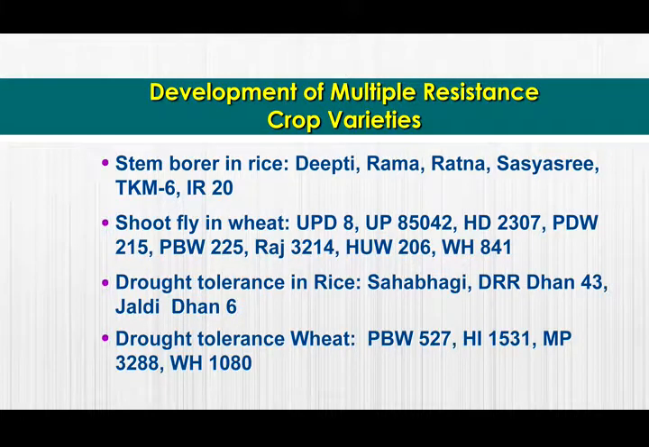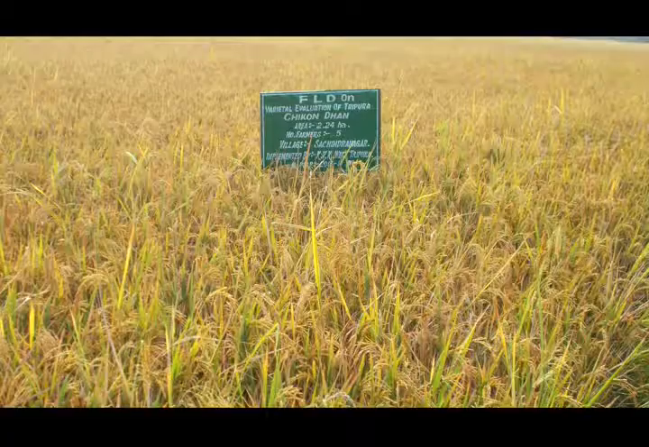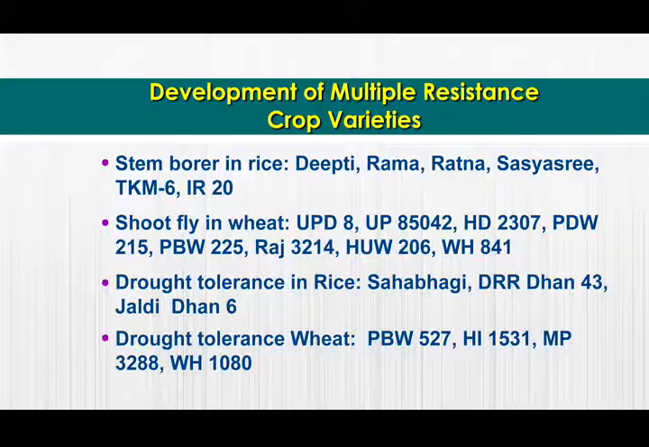Then next scope for agriculture is that we have to develop multiple resistance crop varieties. We can use biotechnology and genetic engineering to evolve new varieties that have resistance against the adverse effect of biotic and abiotic stress. Biotic stress is due to pests and disease, and abiotic stress is due to climatic factors like drought and water inefficiency, all these things. Various varieties have been already developed. Suppose for biotic stress in rice, there are Dipti, Rama, Ratna, Sasyasiri, TQM6, IR20. These are the varieties which are resistant to the stem borer in rice.